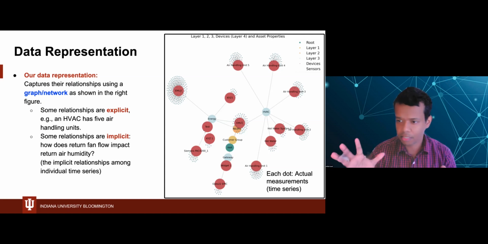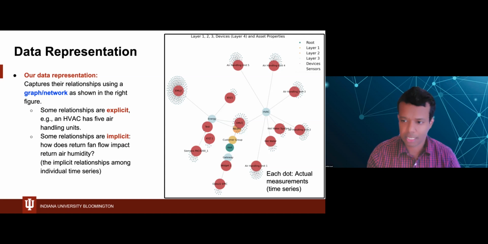So here in this representation, we see two types of relationship among different time series. One is explicit. For example, this type of connection like HVAC is connected to 5 air handling units. That relationship is explicit because those are part of that HVAC unit. But there are some implicit relationships as well that are not present in this graph.